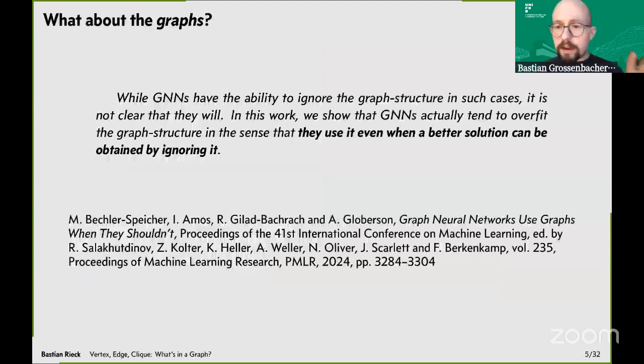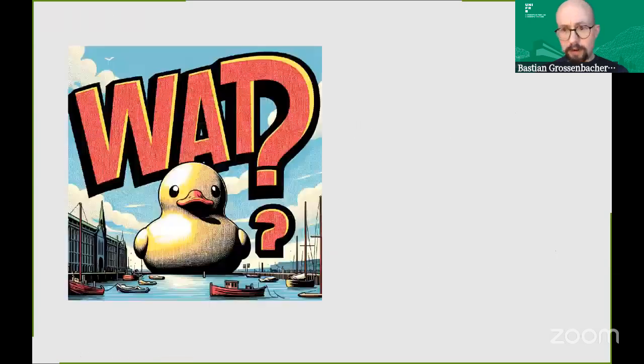But let's take a step back. Let's ignore the long-range interactions. What about the actual graphs? So surely our graph neural networks use the graphs, and this is useful, right? Again, here we have a paper by Bechler-Speicher and colleagues, wherein they say: "While GNNs have the ability to ignore the graph structure in such cases, meaning cases where the graph structure might be a deterrent to the performance, it is not clear that they will. In this work, we show that GNNs actually tend to overfit the graph structure, in the sense that, emphasis mine, they use it even when a better solution can be obtained by ignoring it." So that to me was another "what" moment.